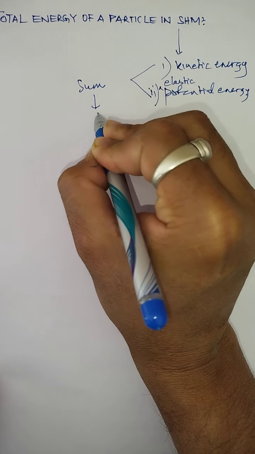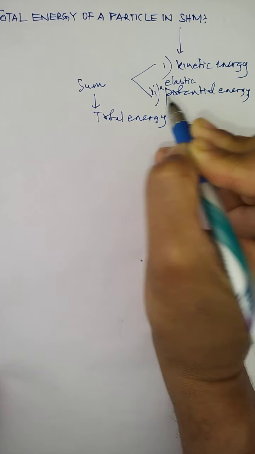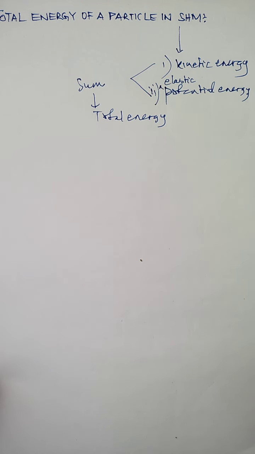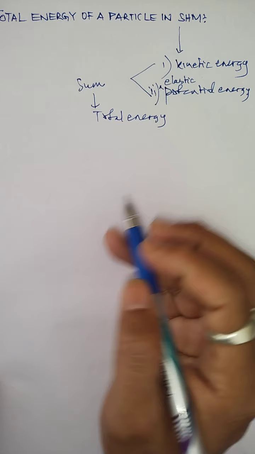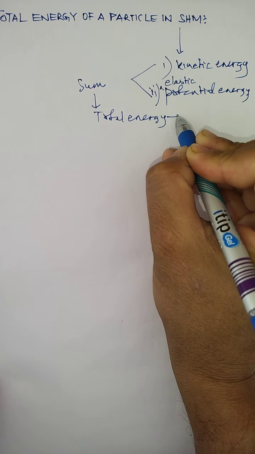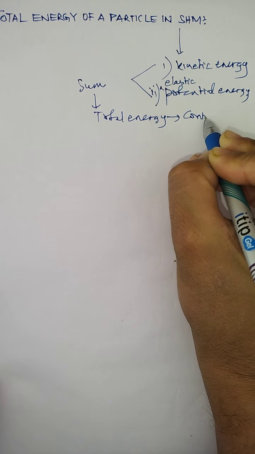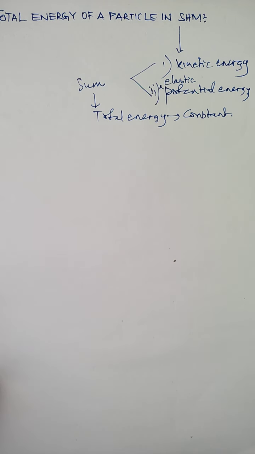But their sum is also called the total energy, and the total energy always remains constant, also called conserved. That means we can see the conservation of energy even in simple harmonic motion. The total energy remains constant, also called conserved, in spite of the force exerted on the particle, which is called the restoring force.